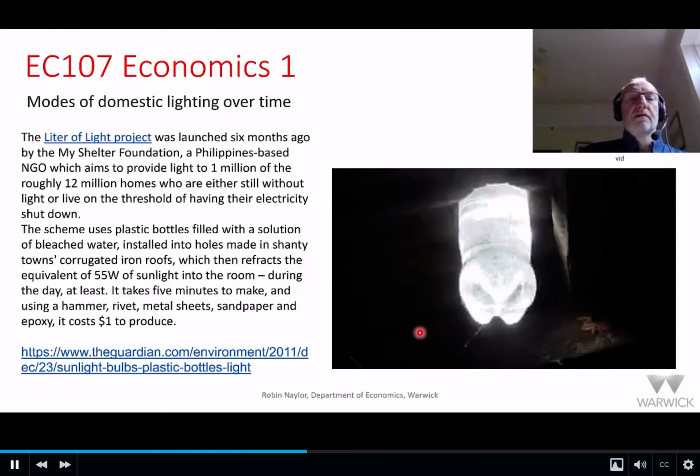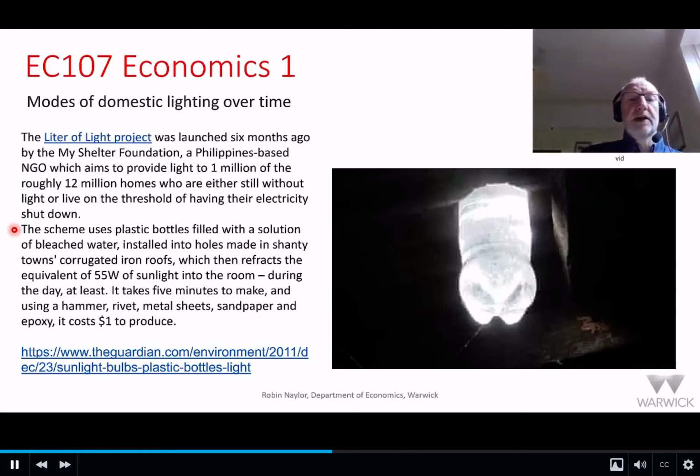Not everyone can flick a switch and have light in their home, and one mode of lighting, which we see even in the current day in economically less developed or privileged societies, is associated with the Litre of Light project launched in 2011 by the My Shelter Foundation. And this scheme uses plastic bottles filled with a solution of bleach water, in the diagram you can see an image of that, installed into holes made in shantytowns' corrugated iron roofs.